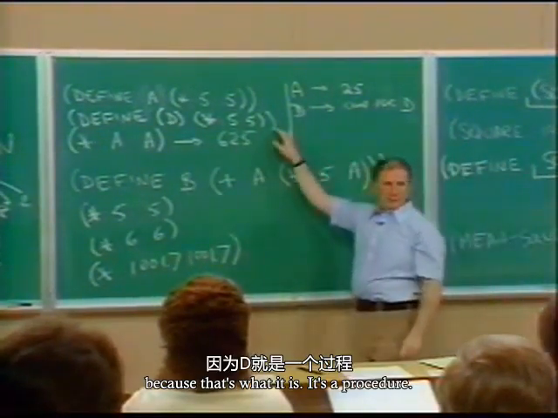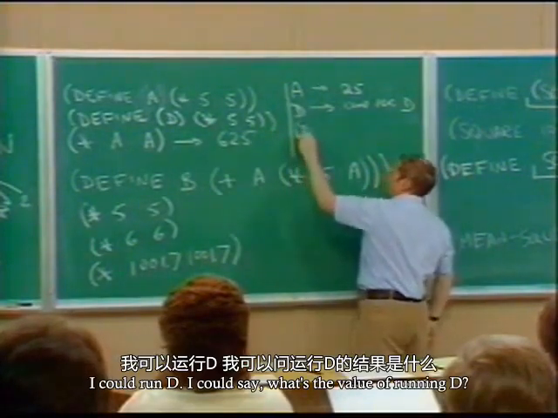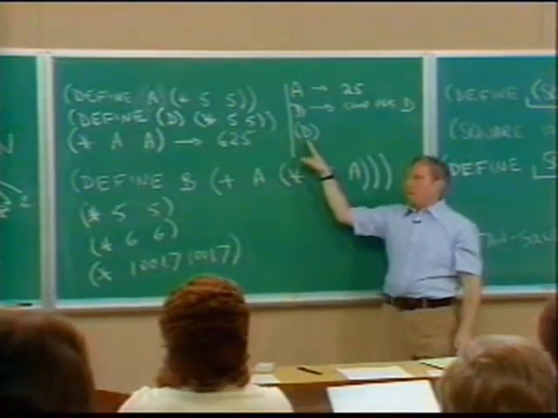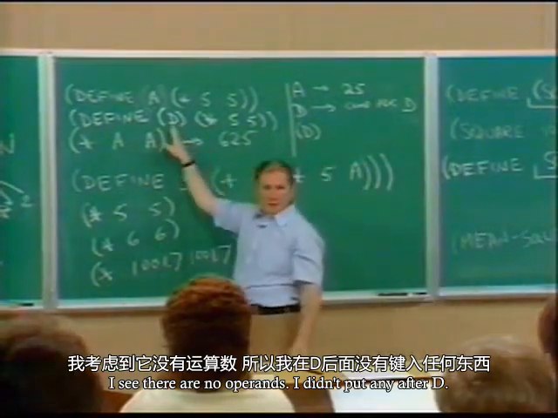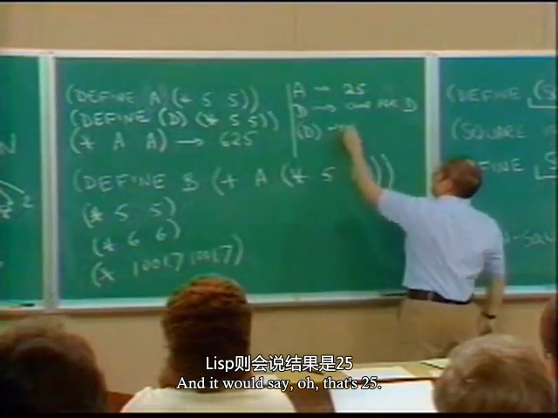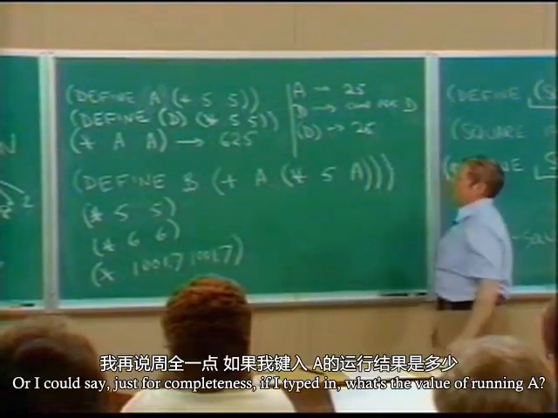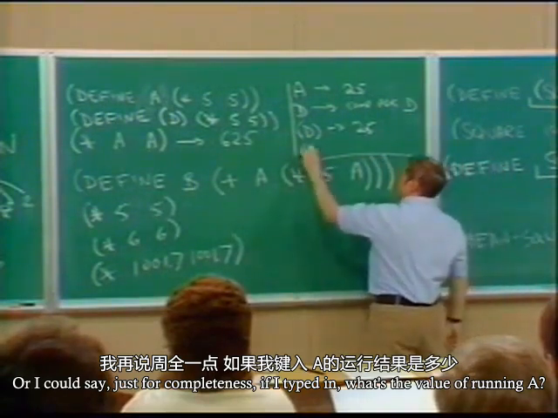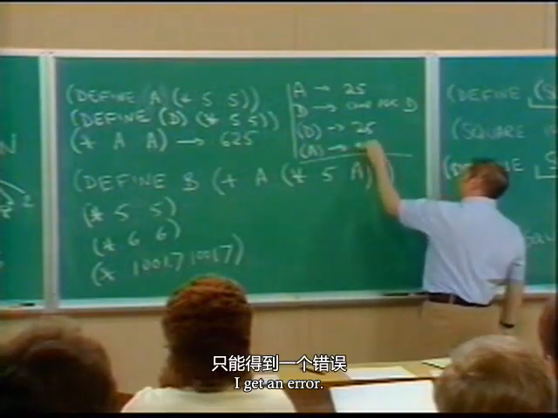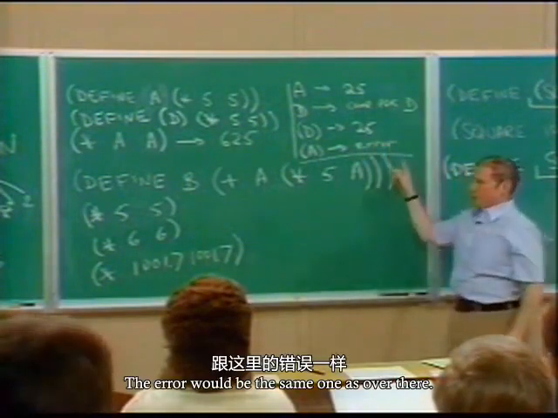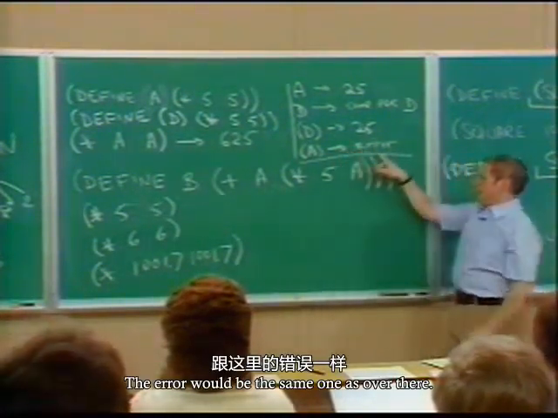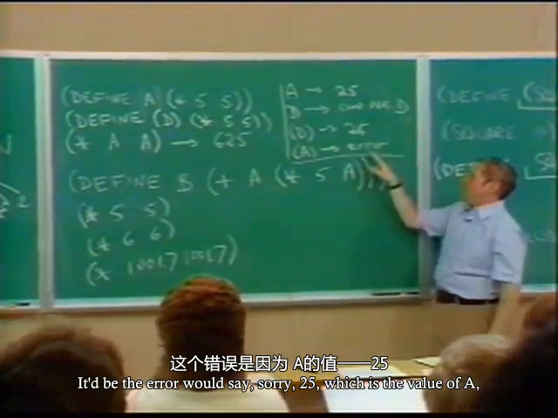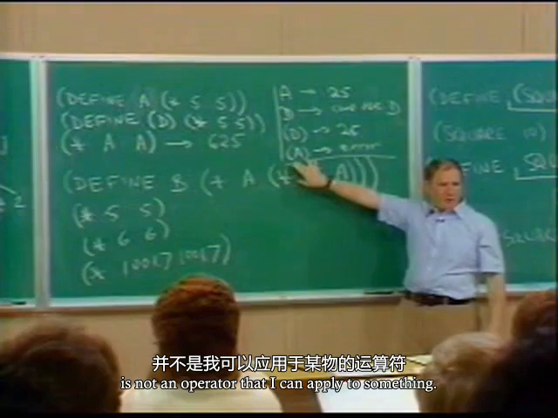It's a procedure. I could run D. I could say, what's the value of running D? Here is a combination with no operands. And I see there are no operands. I didn't put any after D. And it would say, oh, that's 25. Or I could say, just for completeness, if I typed in, what's the value of running A, I get an error. And the error would be the same one as over there. The error would say, sorry, 25, which is the value of A, is not an operator that I can apply to something.